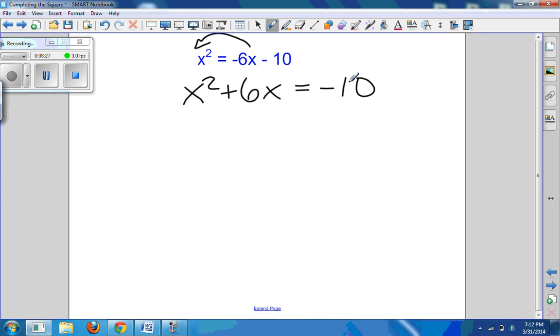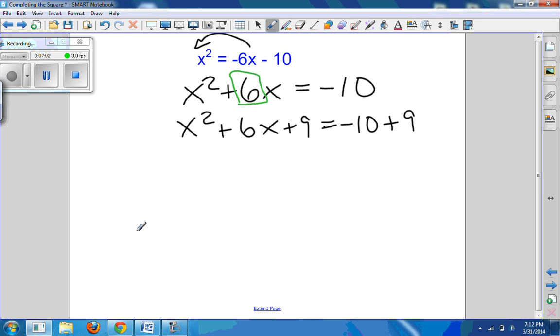Alright, so my next step is to add my magic number. I need to take this 6, divide it by 2 and square it. If I divide it by 2 and square it, I'm going to get the same number as I got before, aren't I? I get 9. 6 divided by 2 is 3, 3 squared is 9. Equals negative 10 plus 9. Uh-oh, I see where this problem's going.